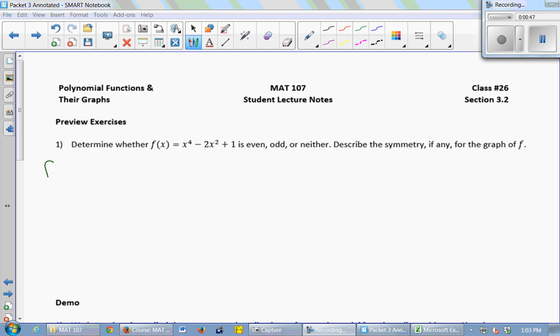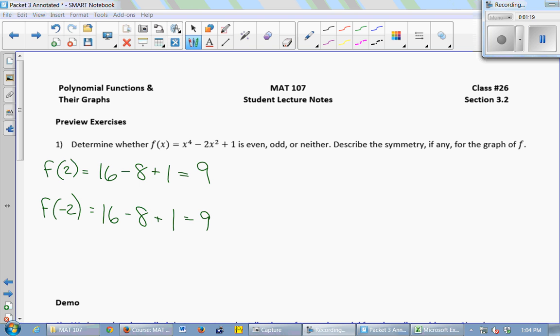Let's see, what happens if I plug in a 2? If you plug 2 into f of x, what do you get? 16 minus 8 plus 1, which is 9. Okay. What do you get when you plug in a negative 2? 16 minus 8 plus 1.